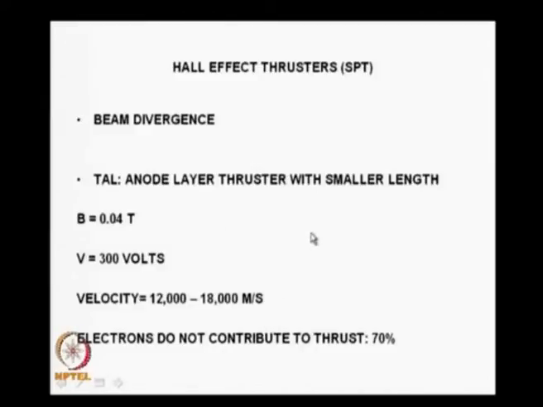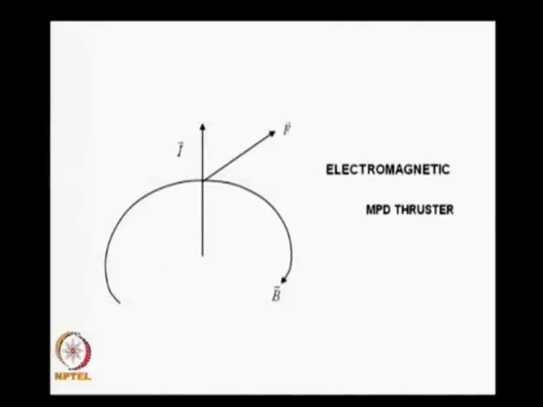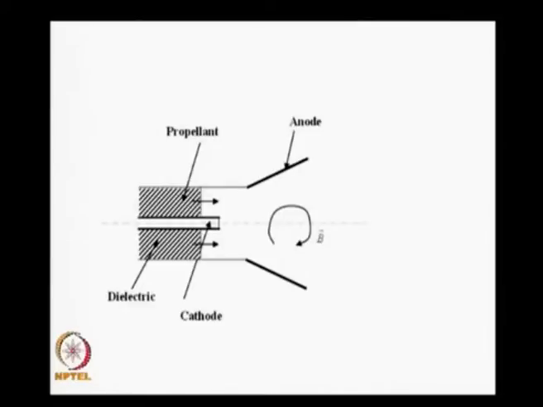Well, we have considered this. I said 0.1, the field is around 0.04 Tesla, voltage around 300 volts, we get around 15,000 meters per second, and since the electrons are just spiraling, they do not contribute to thrust, so the efficiency is low, around 70%. Well, we considered the electromagnetic thrusters, and this is an electromagnetic thruster. You have a tangential field into which charge comes over here. I have a voltage difference between this and this, therefore the charge travels in the radial direction, and I get a thrust coming out in this particular direction.